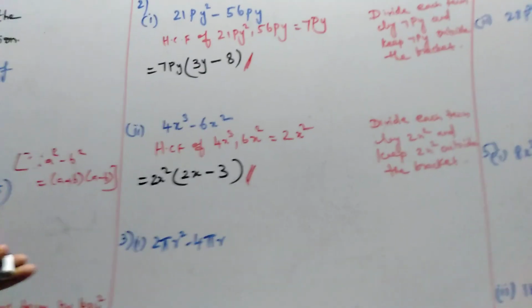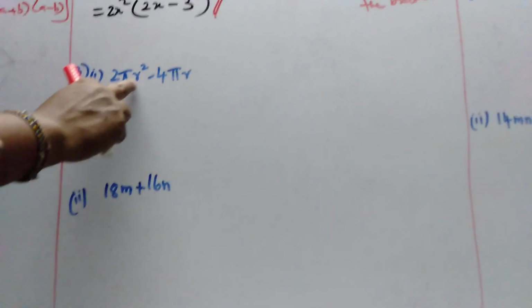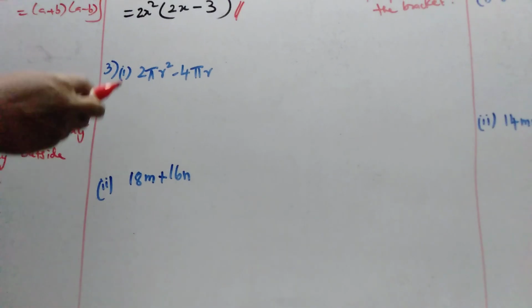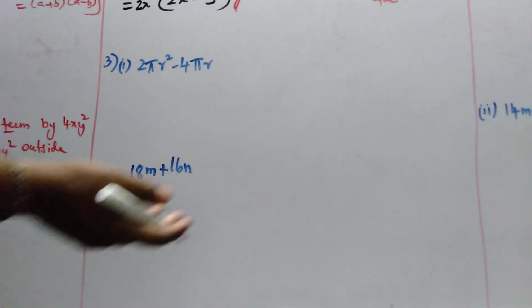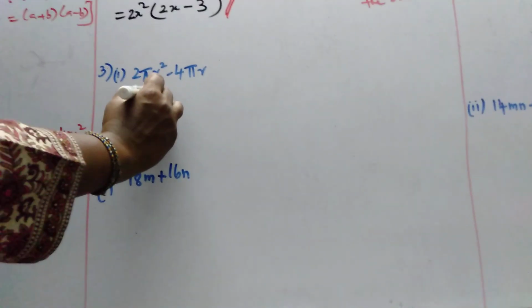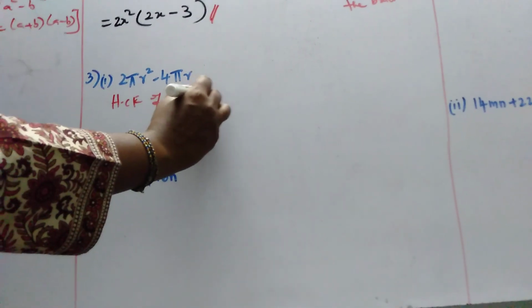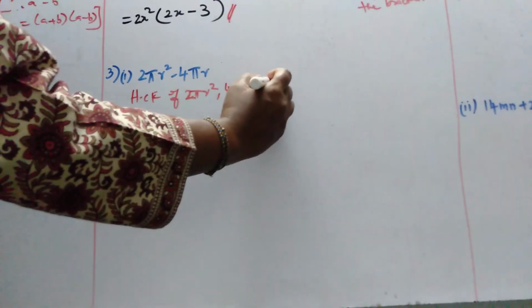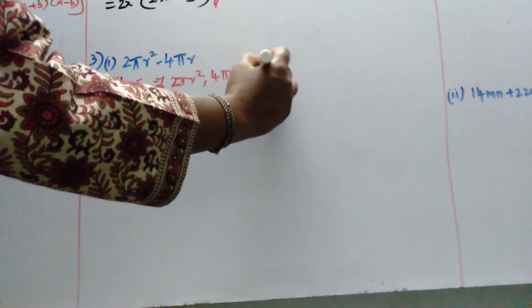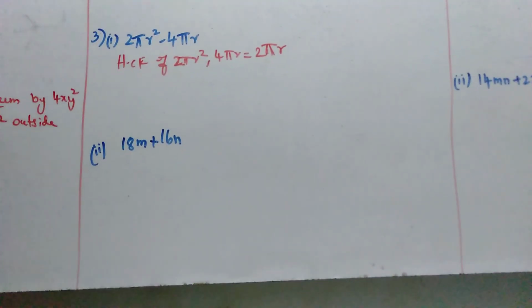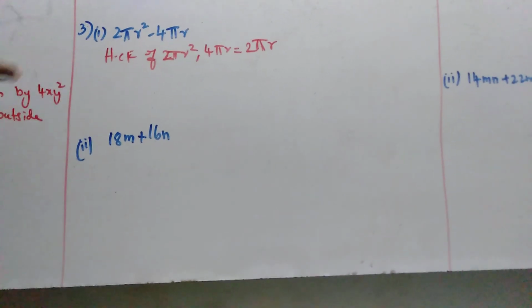Here, the first question is 2 pi r square minus 4 pi r. We can use any variable here. It is not compulsory that only x, y be used. Even pi or alpha, beta, gamma, any variable can be used. So here they have used pi. So the HCF of 2 pi r square and 4 pi r here is, for 2 and 4, the common term is 2. So pi is common, so we are writing it as it is. Then r square, r, the lowest power is r, so we are writing r. Same like that, we are going to take 2 pi r as common outside.